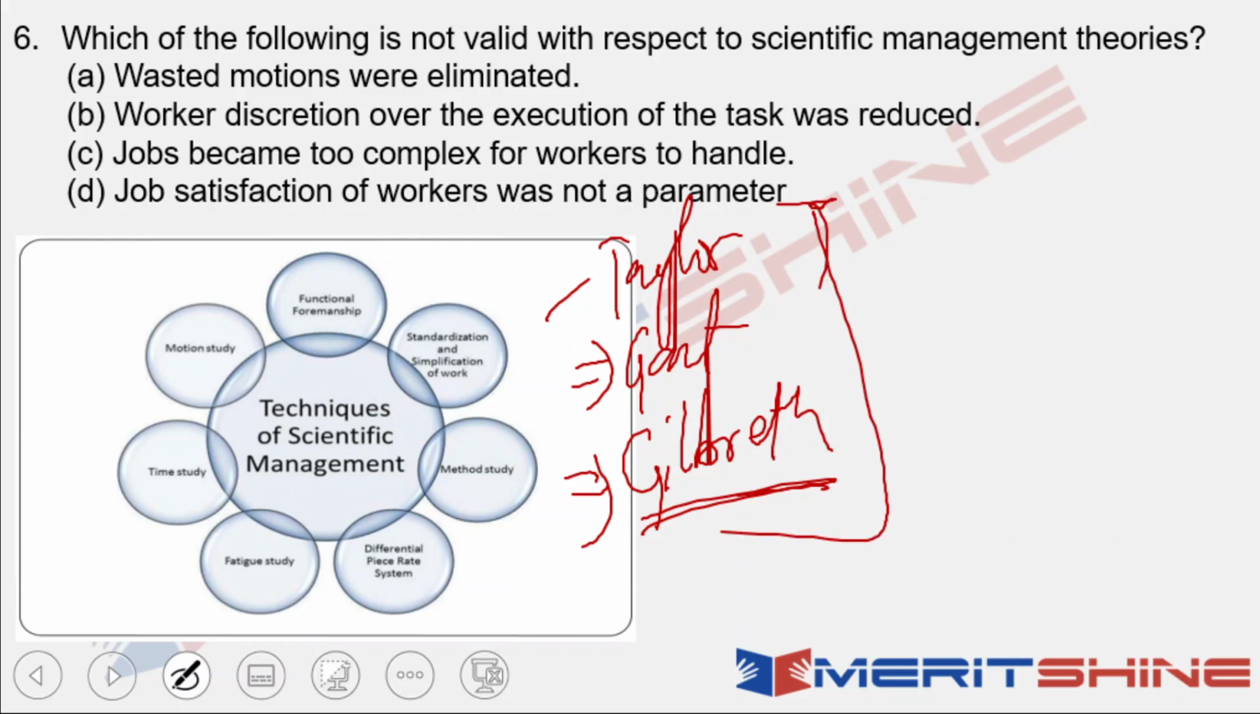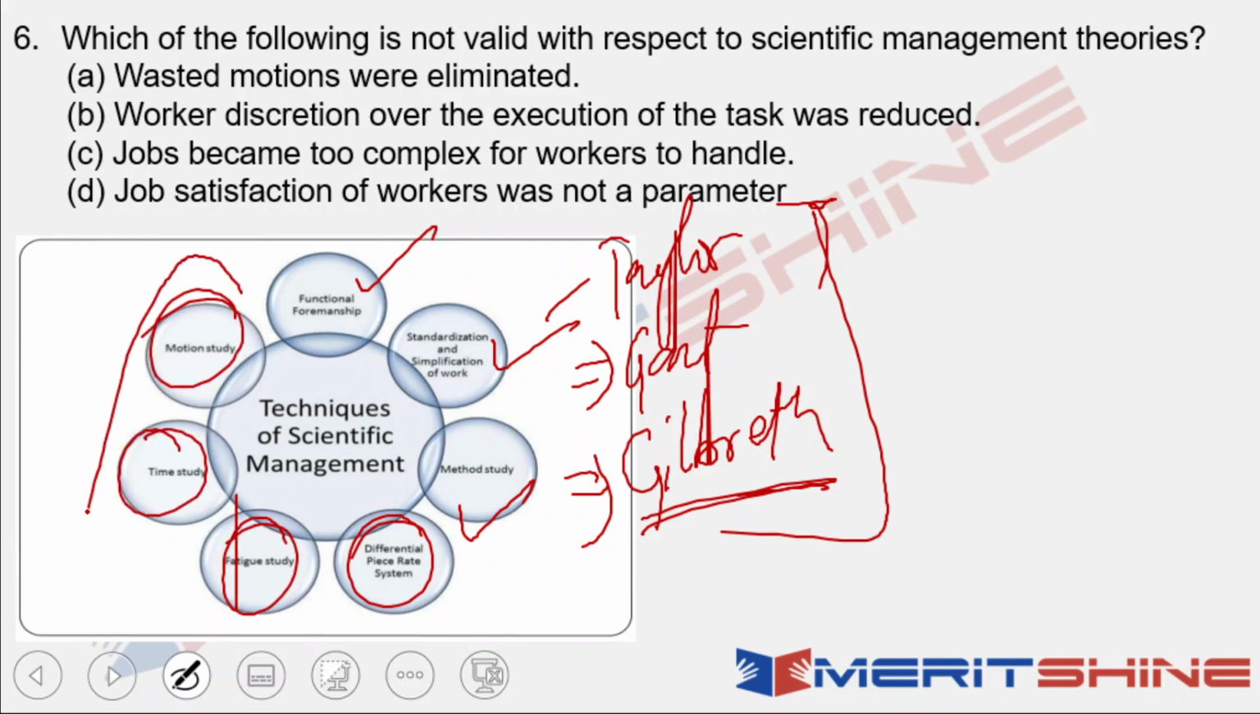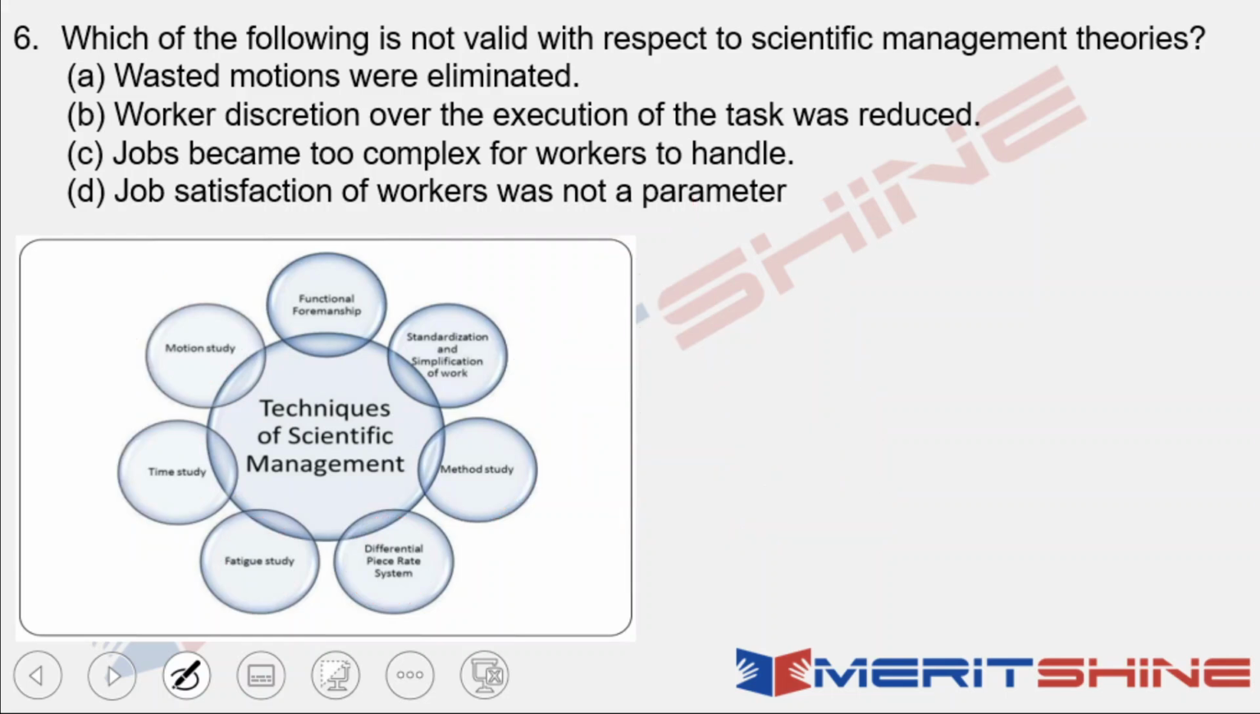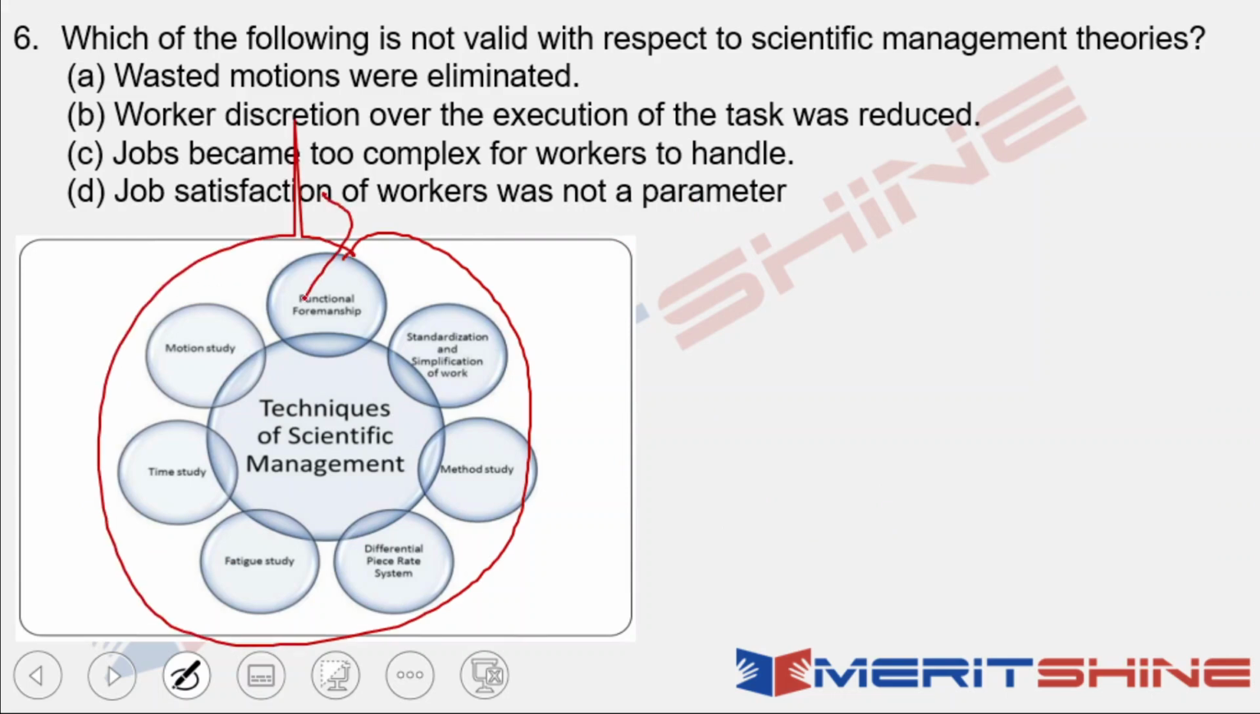So the important concepts there are functional foremanship, standardization and simplification of work, method study, differential piece rate system, fatigue study, time study, motion study, right? Though we credit the Gilbreths with the formal time and motion studies, time and motion were always a part of the scientific management principles right from the time of Taylor. So these would be the techniques of scientific management, right?